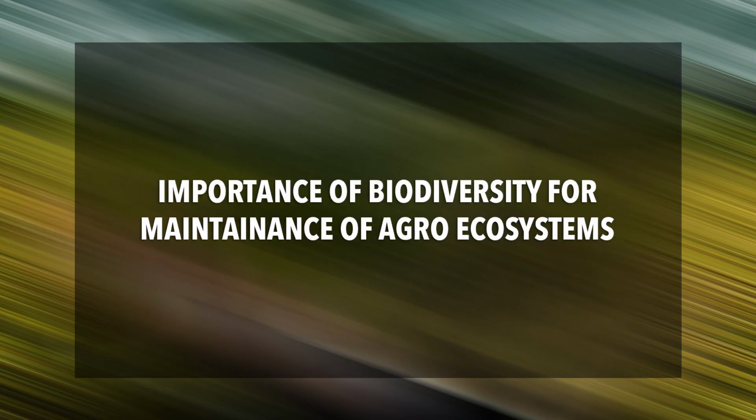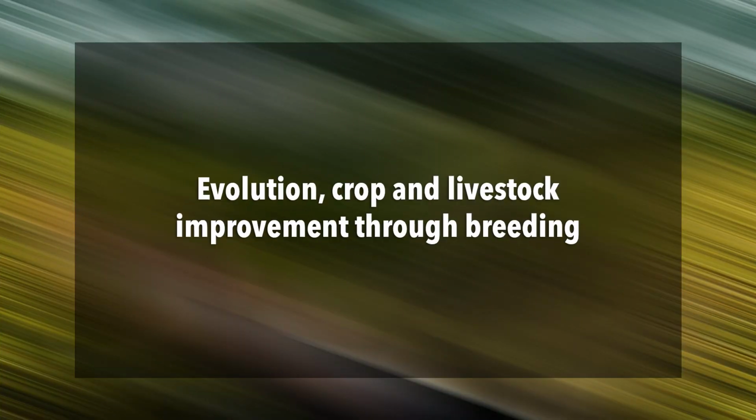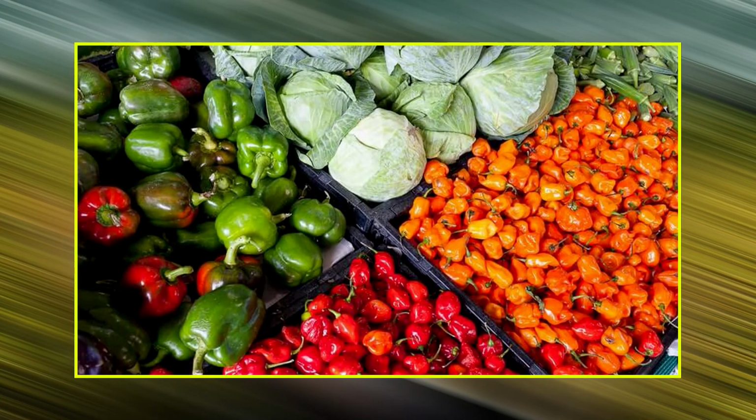Now, let us discuss the importance of biodiversity for maintenance of agroecosystems. Maintenance of biodiversity within an agroecosystem is necessary to ensure the continued supply of goods and services, such as, number first, evolution: crop and livestock improvement through breeding. The interaction between the environment, genetic resources and management practices that occurs in situ within agroecosystems ensures that a dynamic portfolio of agricultural biodiversity is maintained and adapted to changing conditions.